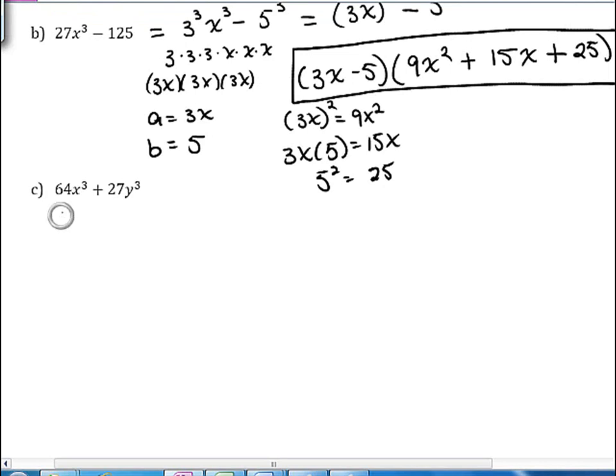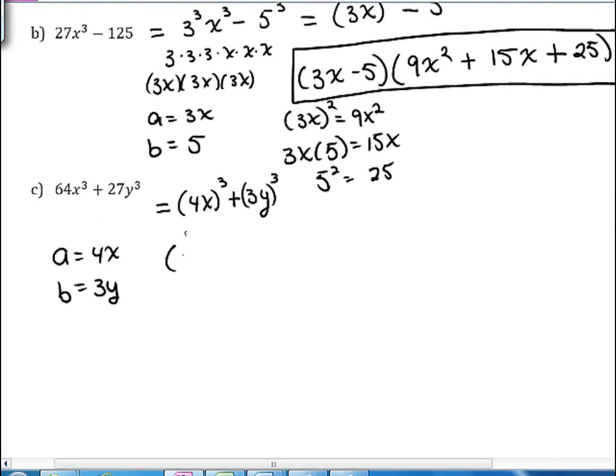And here's another example, 64x cubed plus 27y cubed. Again, you might want to rewrite this as two things being cubed. The number that we would have to cube to get 64 is 4, so we could rewrite this first term as 4x cubed. And then it's plus, and the number that we would cube to get 27 is 3, so that would be 3y cubed. So my a for this one is 4x, and my b is 3y. This is the sum, so in the first set of parentheses, I want to add a and b, so that would be 4x plus 3y.